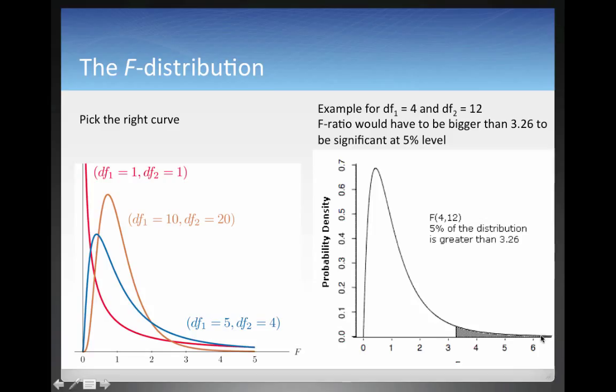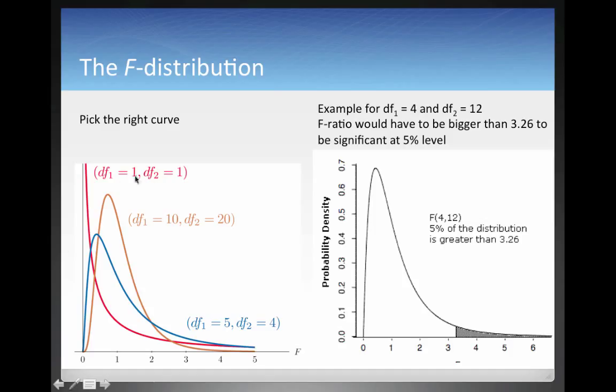So here again, the same concept that we had with the t-test, that means that the critical F value is 3.26, and as soon as we have F values that are higher than 3.26, we would reject the null hypothesis, and the null hypothesis would be that there is no difference between groups. If we find a value that's higher than 3.26, we would reject the null and say there is a difference. Again, that's under these conditions with these degrees of freedom: degrees of freedom 1 is 4, degrees of freedom 2 is 12.